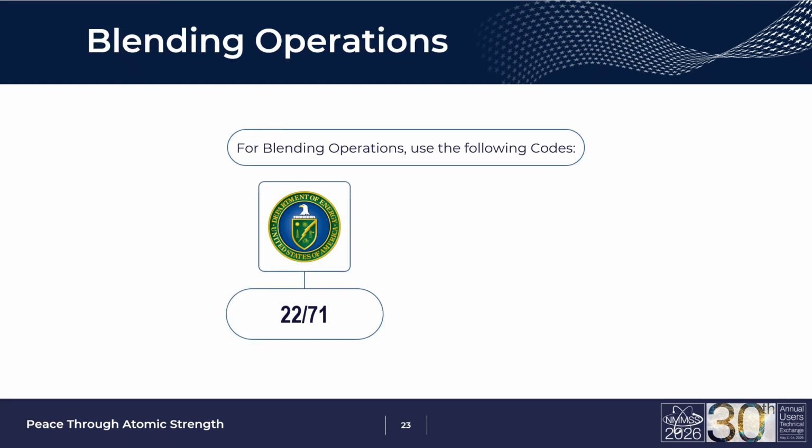Remember that for blending operations, use the following inventory change type codes. For DOE and NSA sites, use a combination of ICT codes 22 and 71, where 71 line represents the original material and 22 represents what the material became.